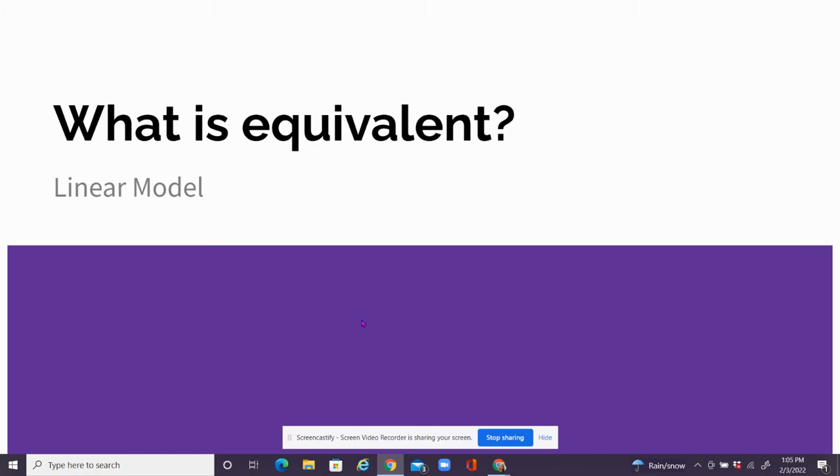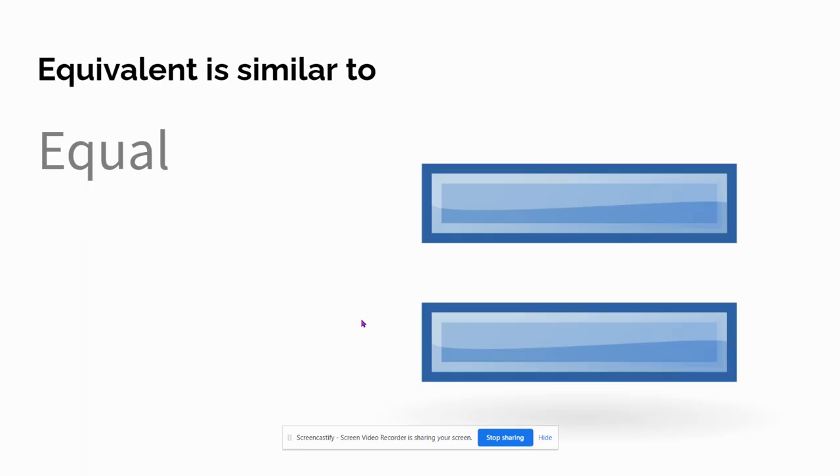What is equivalent? We're still looking at equivalent fractions. This time we're going to use the linear model. Let's first review what is equivalent. Equivalent is similar to the word equal.